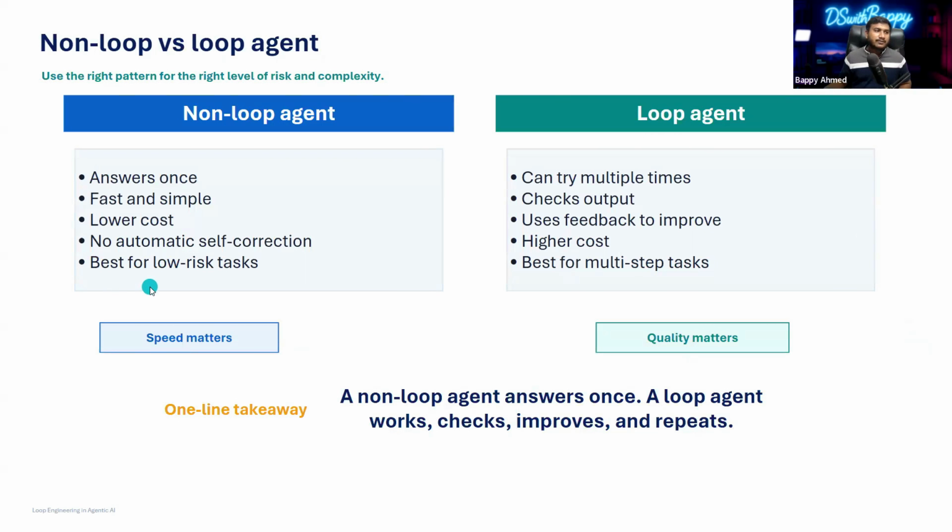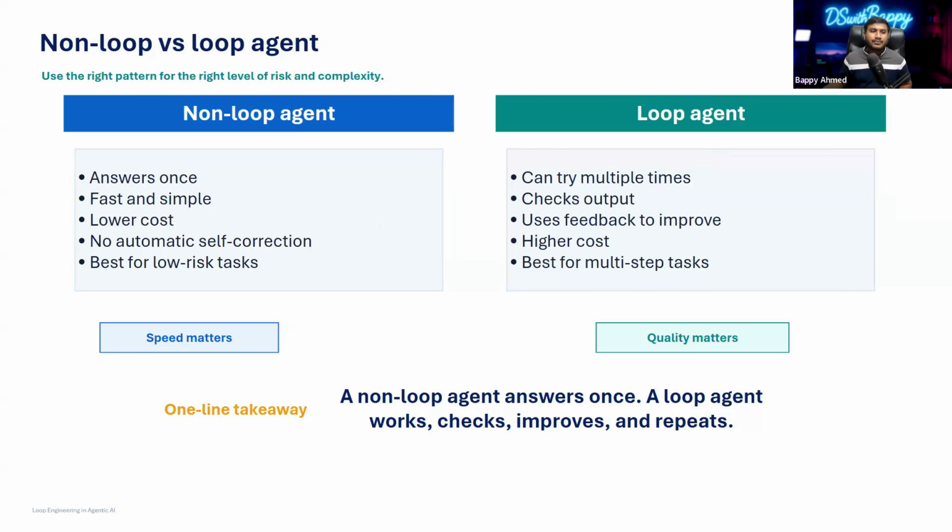Now let's see the difference between non-loop agents and loop agents. Non-loop agents answer once, fast and simple, lower cost, no automatic self-correction, best for low-risk tasks. On the other hand, loop agents can try multiple times, check the output, use feedback to improve, have higher cost, and are best for multi-step tasks. So this is the difference between non-loop agents and loop agents. Now you can decide which one to use based on your requirement.